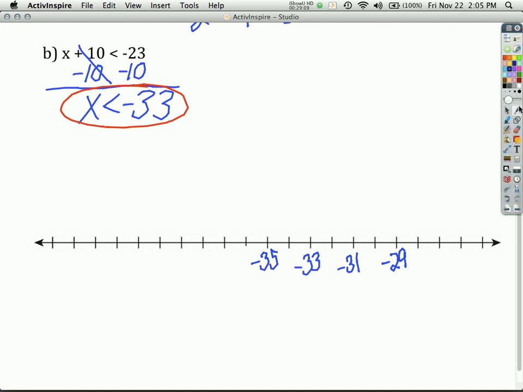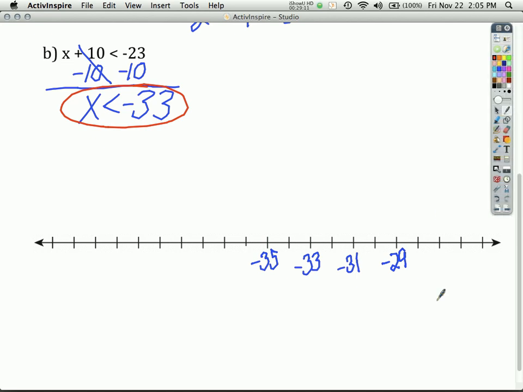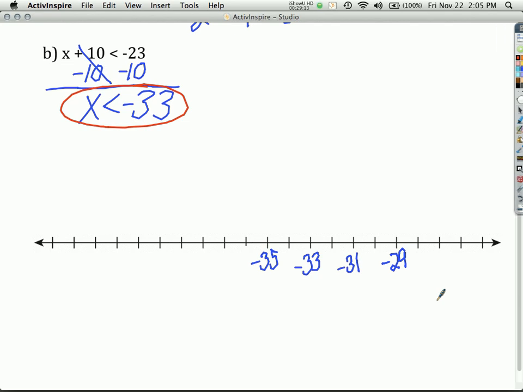And now I need to put a circle on the negative 33. Which type of circle am I going to use this time? Eliana? Very good. The empty or open circle. Because negative 33 is the starting point, but it's actually not a solution. If I put a negative 33 right here, that will make a false statement. Negative 33 is not less than negative 33. So negative 33 is not a solution, and that's why we leave the circle open. It's just our starting point.